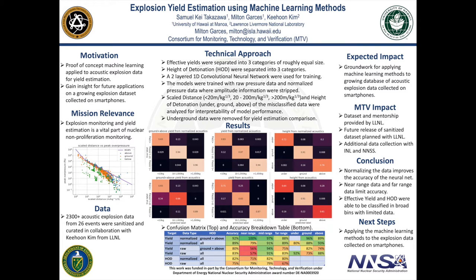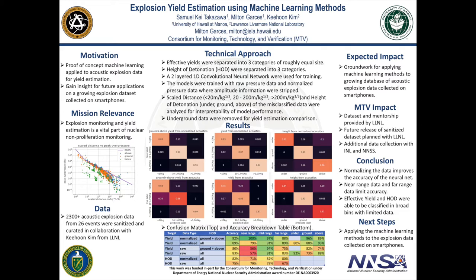Explosion yield estimation from acoustic data is traditionally computed through parametric overpressure models using low-frequency waveform features. Even with the rise in popularity of machine learning, it has yet to catch on with yield estimation, mainly due to the lack of data. With access to a relatively large explosion dataset, we implemented a machine learning method as proof of concept. This will also provide future insight for our growing explosion dataset collected on smartphones. Explosion monitoring and yield estimation is a vital part of nuclear nonproliferation monitoring.